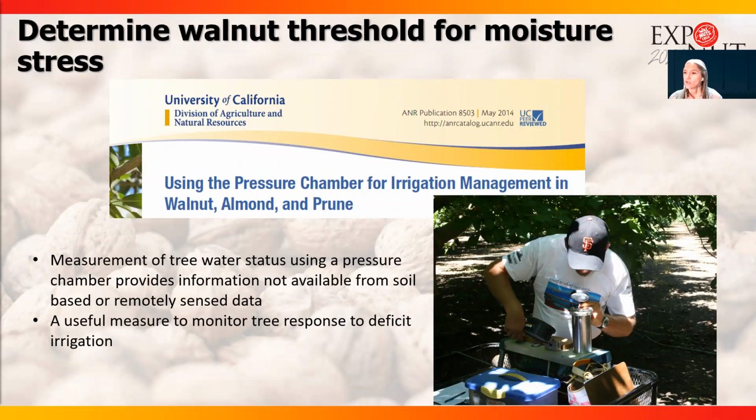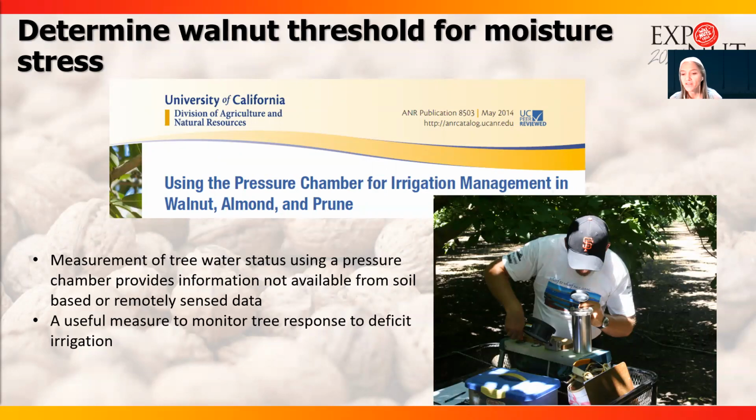So irrigating according to ET, as I mentioned earlier, and soil moisture monitoring, which we will cover in later slides, doesn't provide information about how orchard trees respond to the applied water schedule. The pressure chamber is a useful tool to monitor trees' response to deficit irrigation at different stages of growth and make sure that the trees are not suffering detrimental levels of stress.